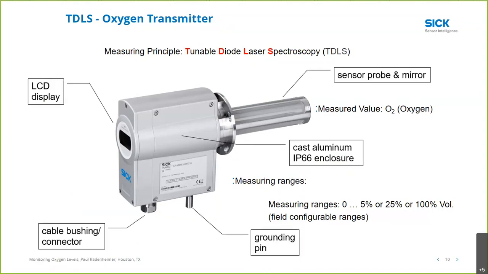Now what we have here is, of course, the sensor and probe and mirror, which we saw on the previous screen. The laser and the detector are at the central part. The mirror is at the far end of the cell. So our laser beam fires to the mirror and back to the detector. Everything is encased in an aluminum enclosure that's IP66 for weather protection. It has an LCD display and HMI to allow us to set it up once we get it to the field, and very simple connections consisting only of a cable for power and a grounding pin.